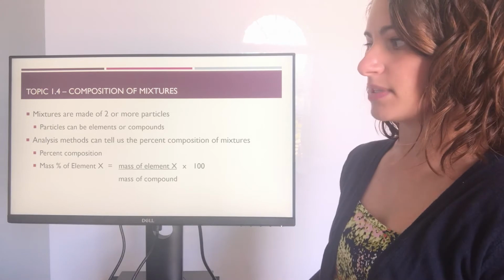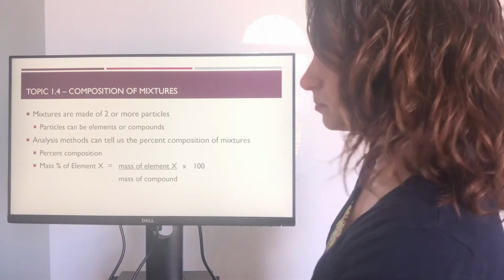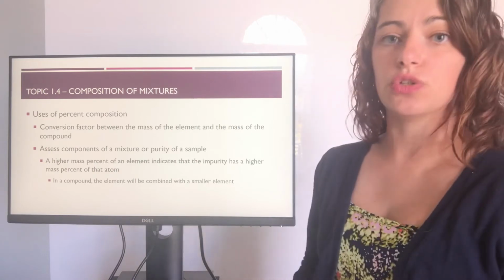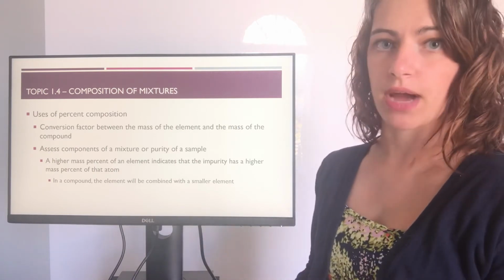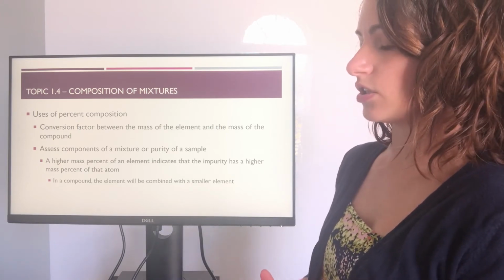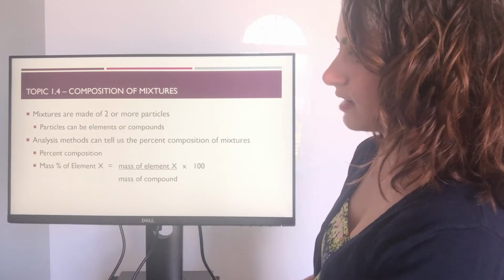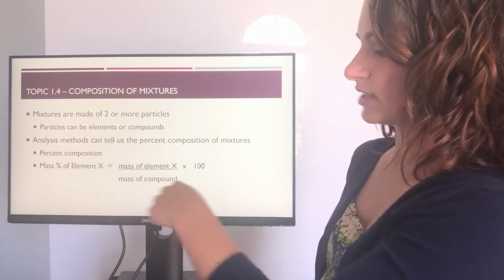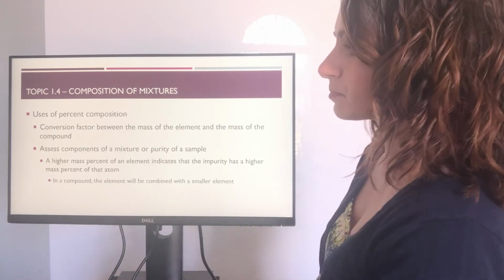And the percent composition we can then use to analyze a mixture. So we can use it in two ways. We can use it as a conversion factor between the mass of the element and the mass of a compound. So we can use the percent composition to go back and forth between those two. If we think about our mass percent as a fraction, that's where we can get this as a conversion.